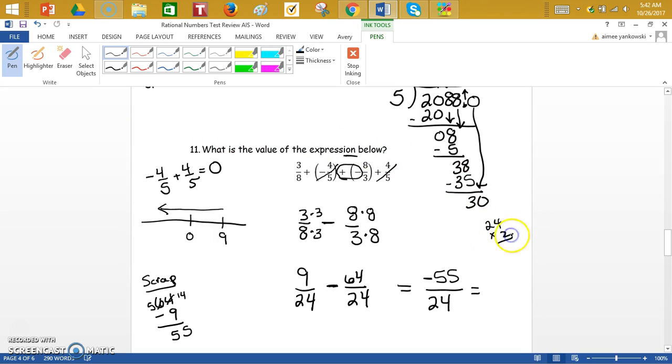24 times 2. Is that going to get me to 48? Yes. Okay. So I know it goes in 2 times. So 24 goes into 55 2 times. My answer is definitely a negative. Don't lose that negative. Goes in 2 times.